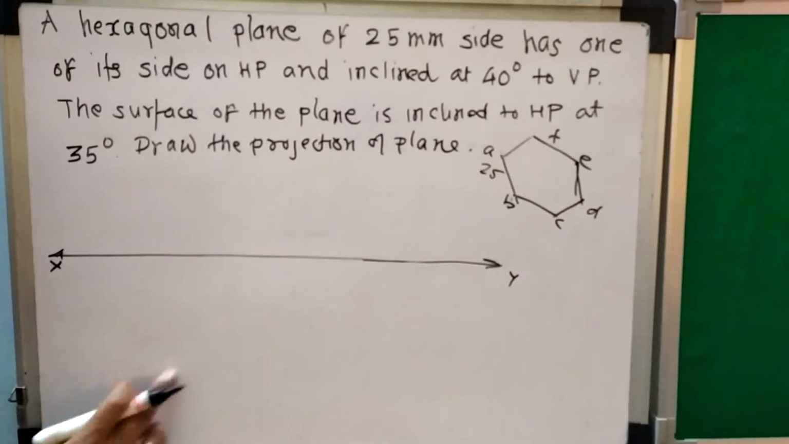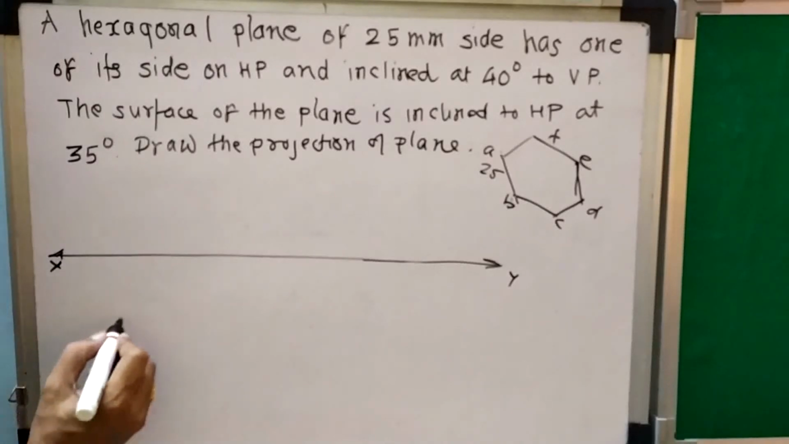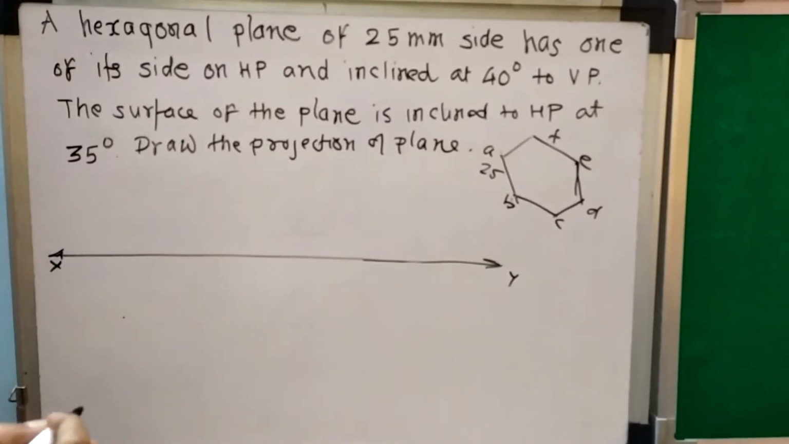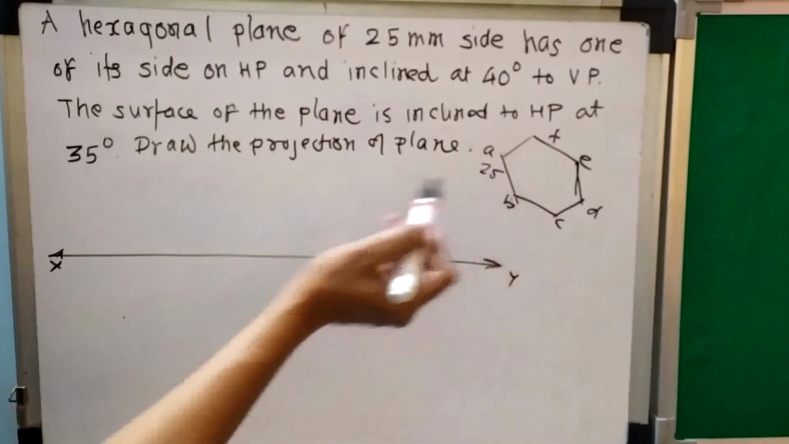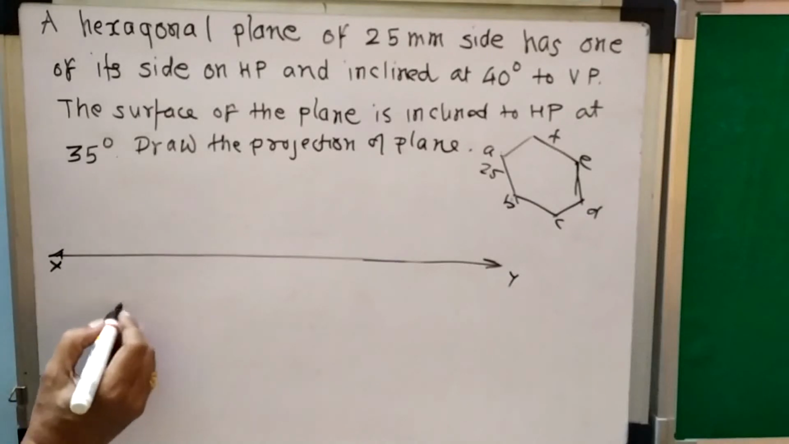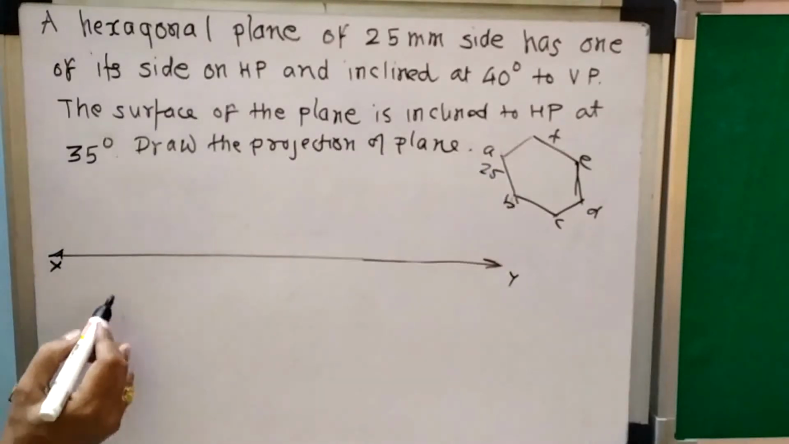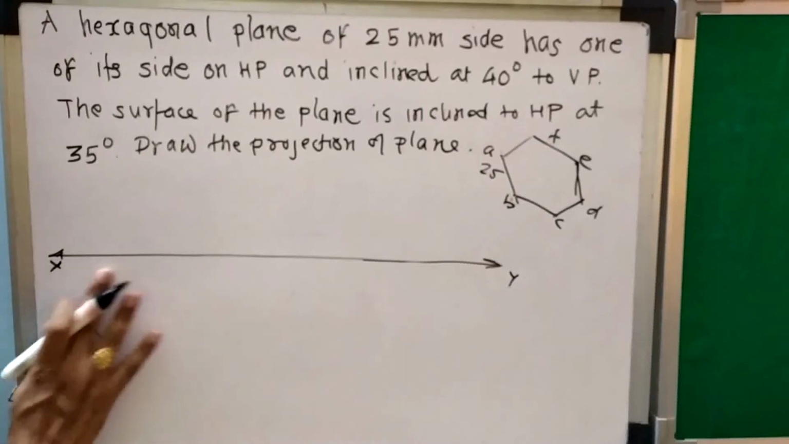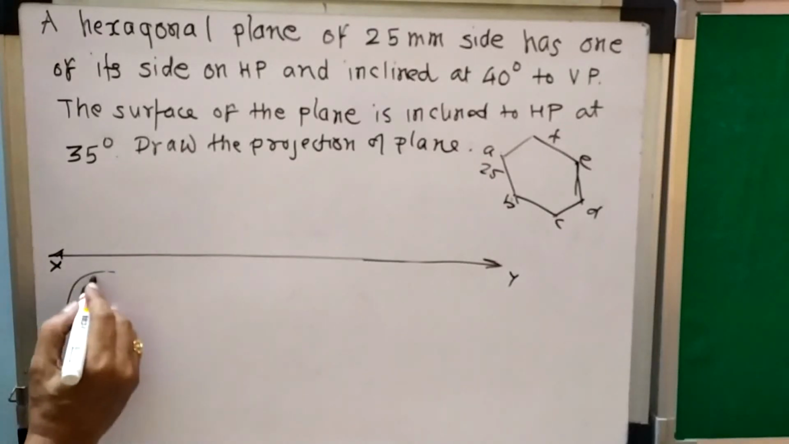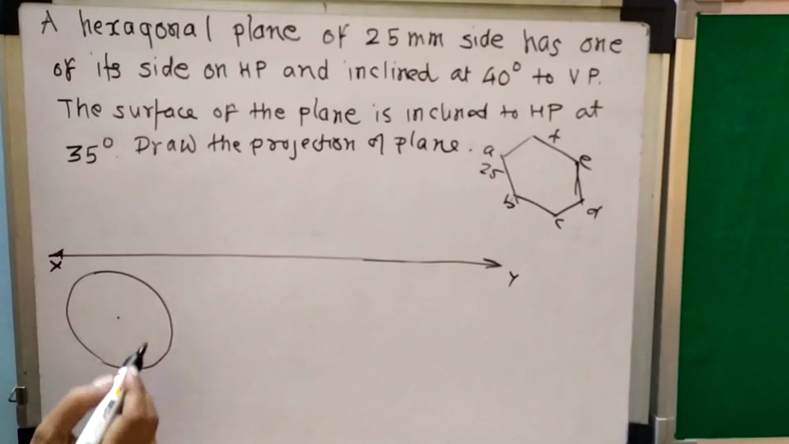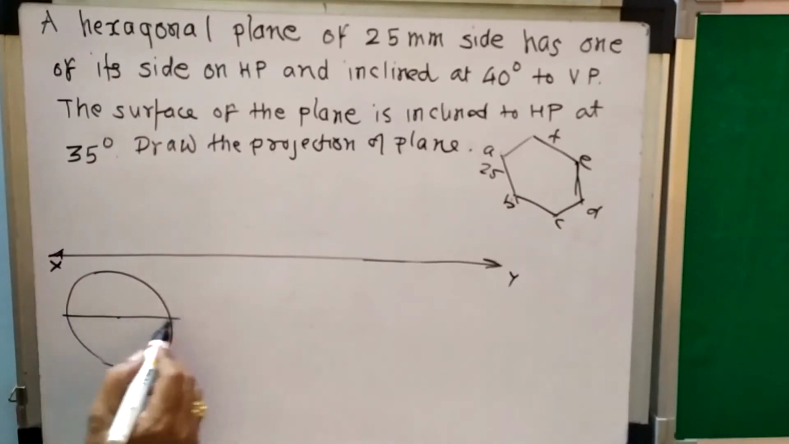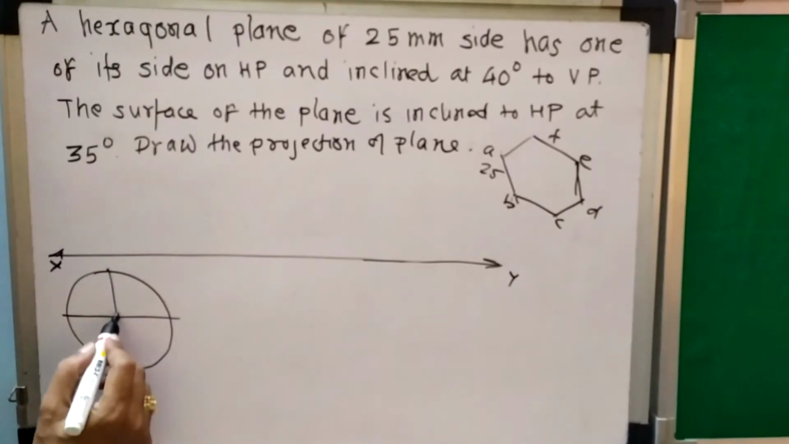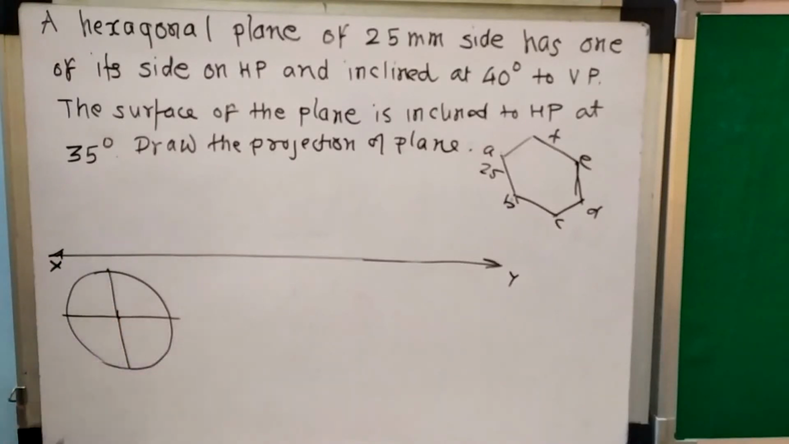So now I will construct a hexagon here with the circle method. I have already explained the circle method. What will be the radius of the circle here? Equal to the side of the hexagon. So I will draw a circle of radius 25. This is my circle, and this is the horizontal diagonal and this is the vertical diameter, and this is of radius 25.